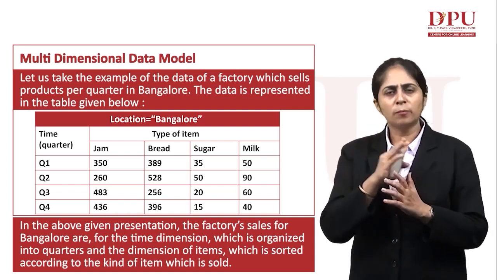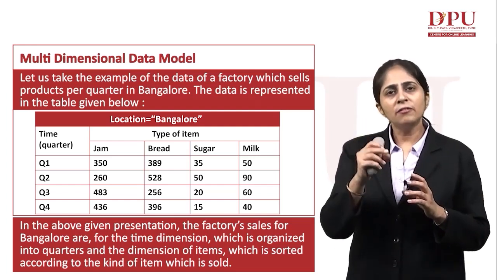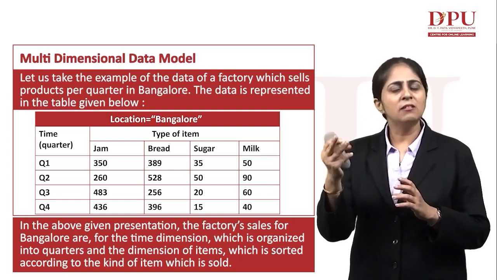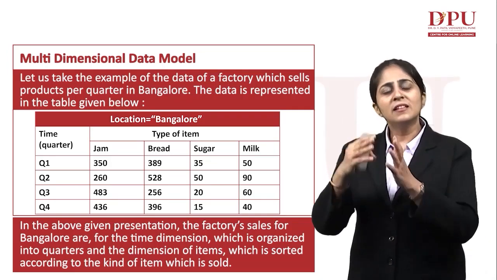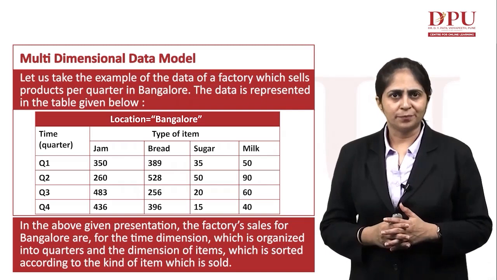This 350 does not mean 350 gems have been sold from the factory in quarter 1. We multiply it by 3 zeros, that means 350,000. So that is how we analyze our data.